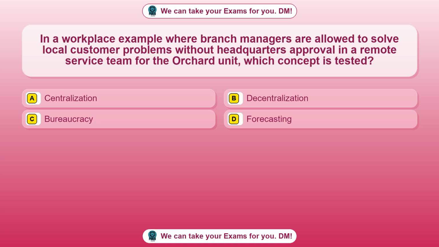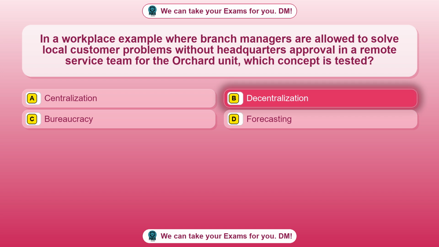Question 52. In a workplace example where branch managers are allowed to solve local customer problems without headquarters approval in a remote service team for the Orchard unit, which concept is tested? Option A, centralization. Option B, decentralization. Option C, bureaucracy. Option D, forecasting. The correct answer is option B, decentralization.